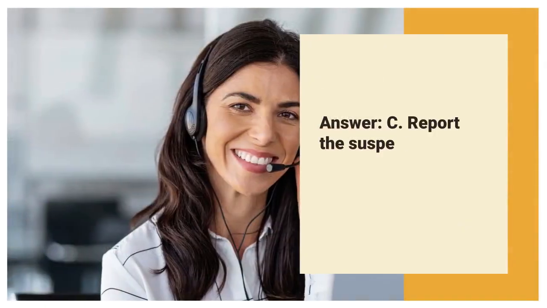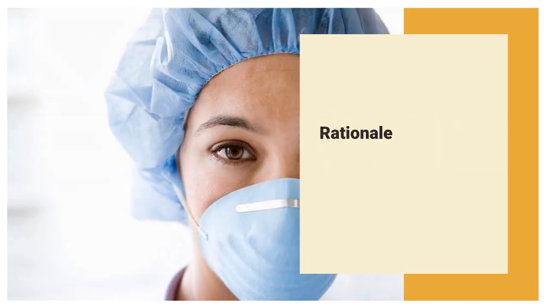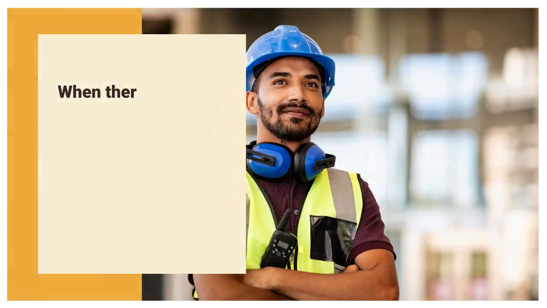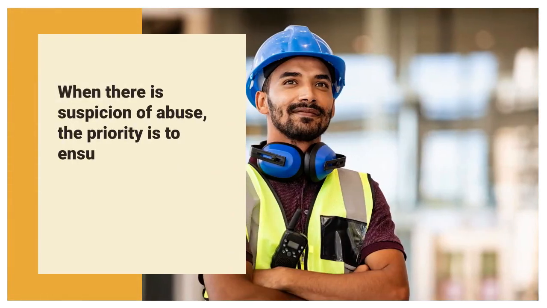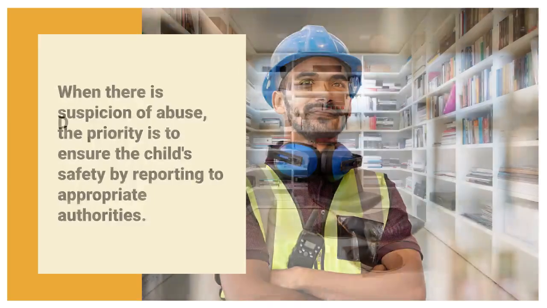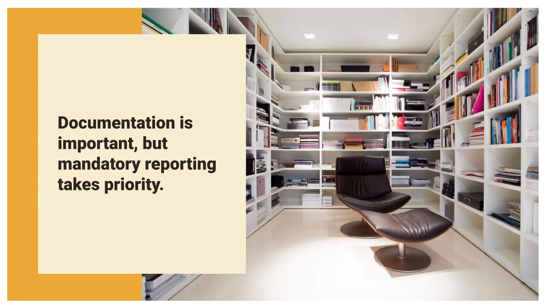Answer C. Report the suspected abuse to Child Protective Services. Rationale: nurses are legally mandated reporters. When there is suspicion of abuse, the priority is to ensure the child's safety by reporting to appropriate authorities. Documentation is important, but mandatory reporting takes priority.